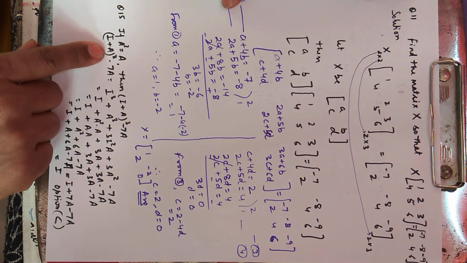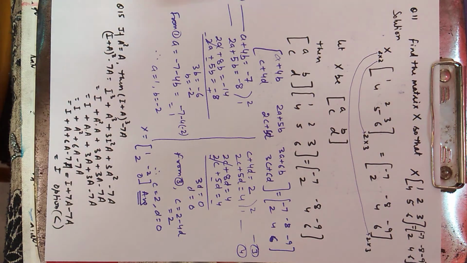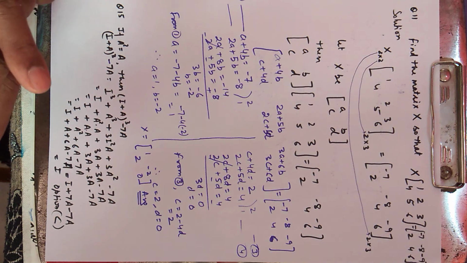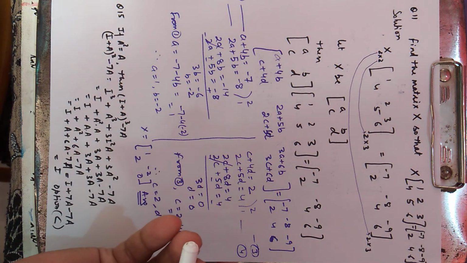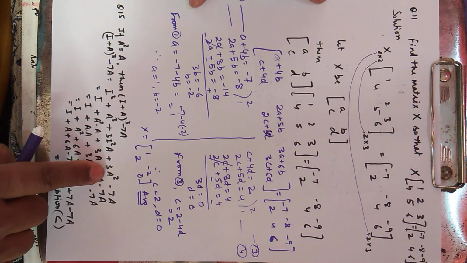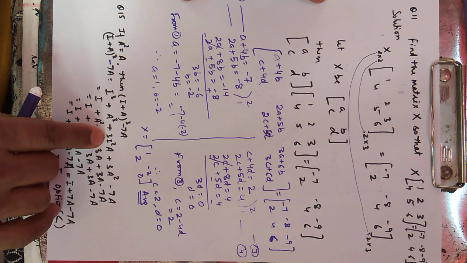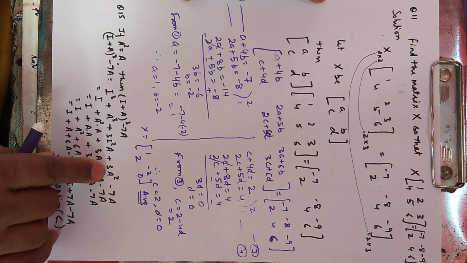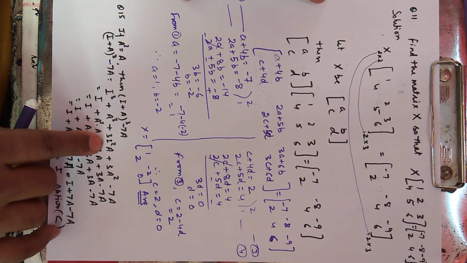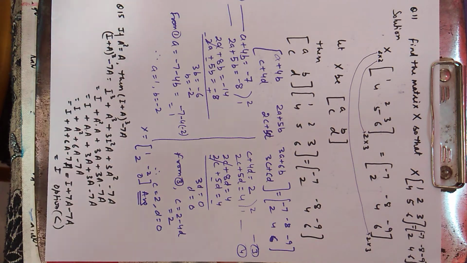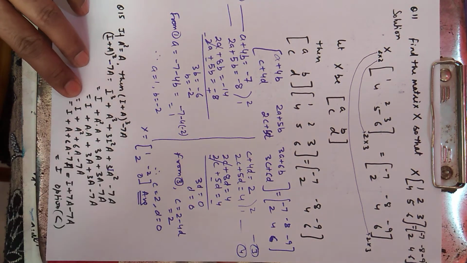So I have used this formula, (a plus b) whole cube. (a plus b) whole cube is a cube plus b cube plus 3a square b plus 3ab square. I have applied this: a cube plus b cube, 3a square b plus 3ab square. So here it is 3 times I square A, and 3 I A square. Whether you write I or not, it doesn't matter, this is fine.